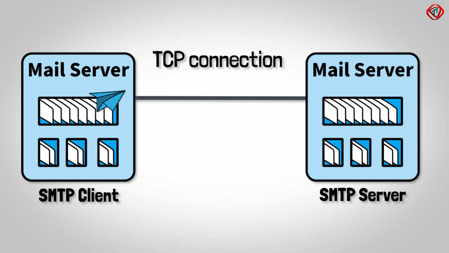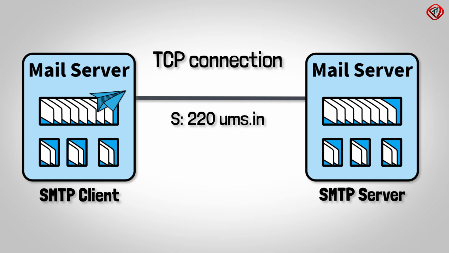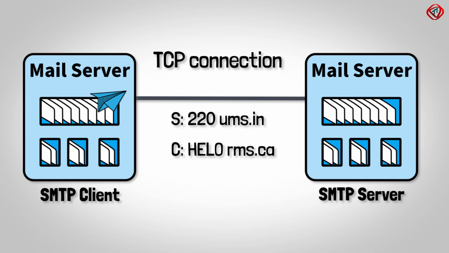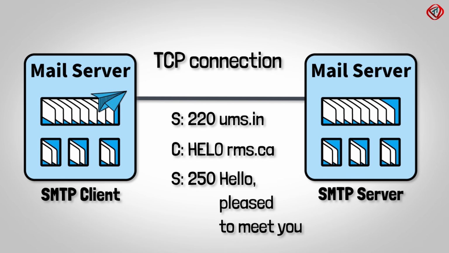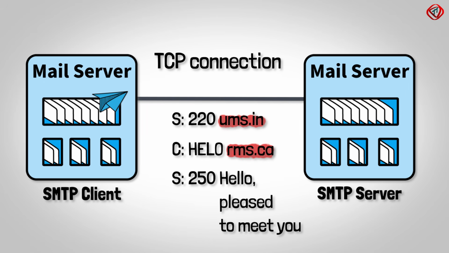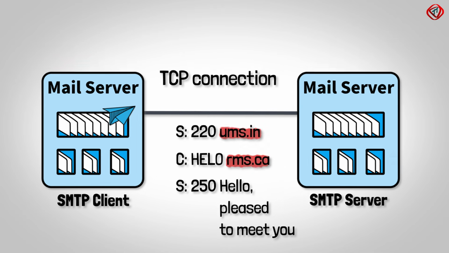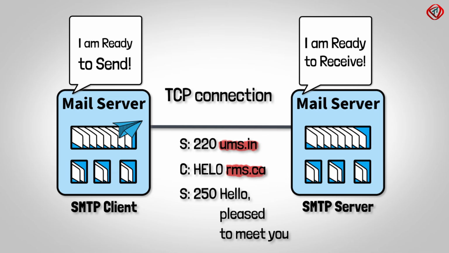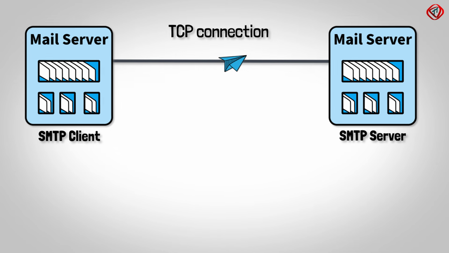Once the TCP connection is established, the SMTP server sends a 220 reply to indicate it is ready. Then the SMTP client sends a HELO command to introduce itself. The SMTP server responds with a code 250 and an optional text. In this case, rms.ca and ums.in are the names of Rev's mail server and Uday's mail server. This process ensures both servers recognize each other and are ready for communication. After this introduction, the actual email transfer begins.